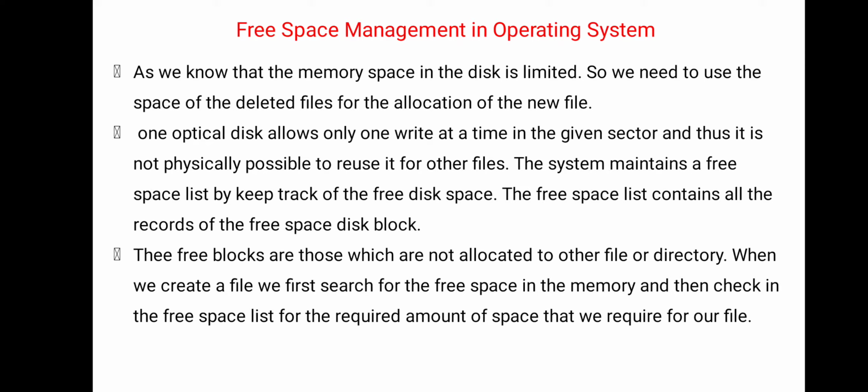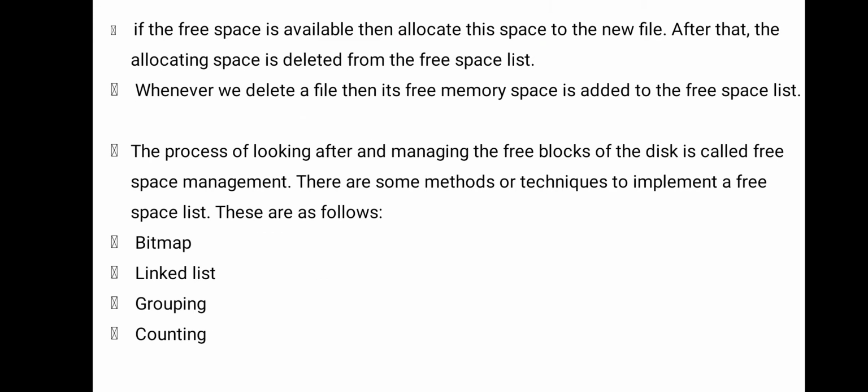In the third point, for either a file or a directory, the free space is not allocated the first time. I mean, it is not allocated free space directly. Whenever memory is not available for the file or directory, only then does it check the free space list for the required amount of free space. If the free space is available, then it allocates this space to the new file.